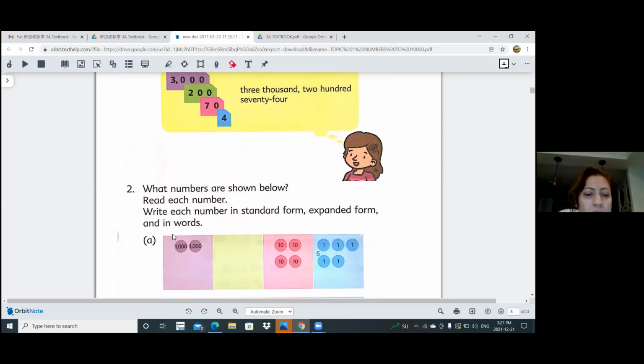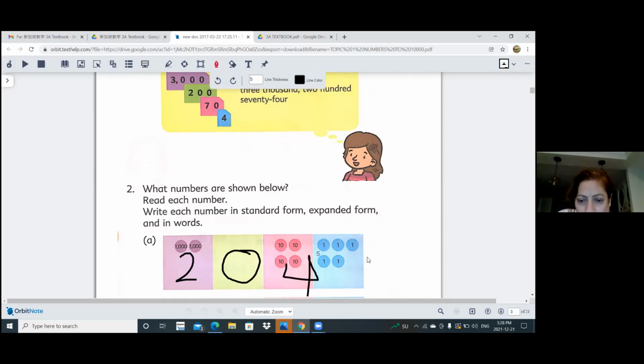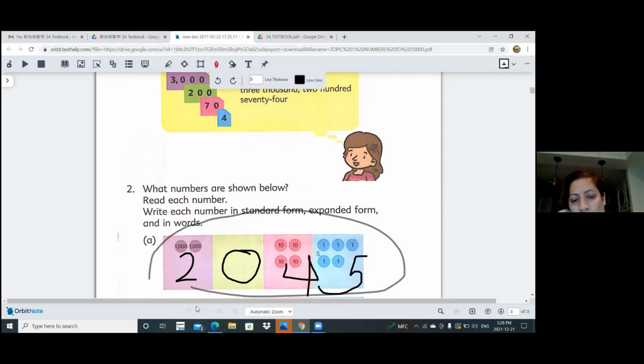Arthur, can you tell us what are the numbers in each box that we should put? 2,000. 0 what? 0 hundreds. Okay. 4 tens. Yeah. 5 ones. Good. Michael, how would you say this number? I would say 245. Oh, but 2 is not in the hundreds place. It's 2,045. Good.